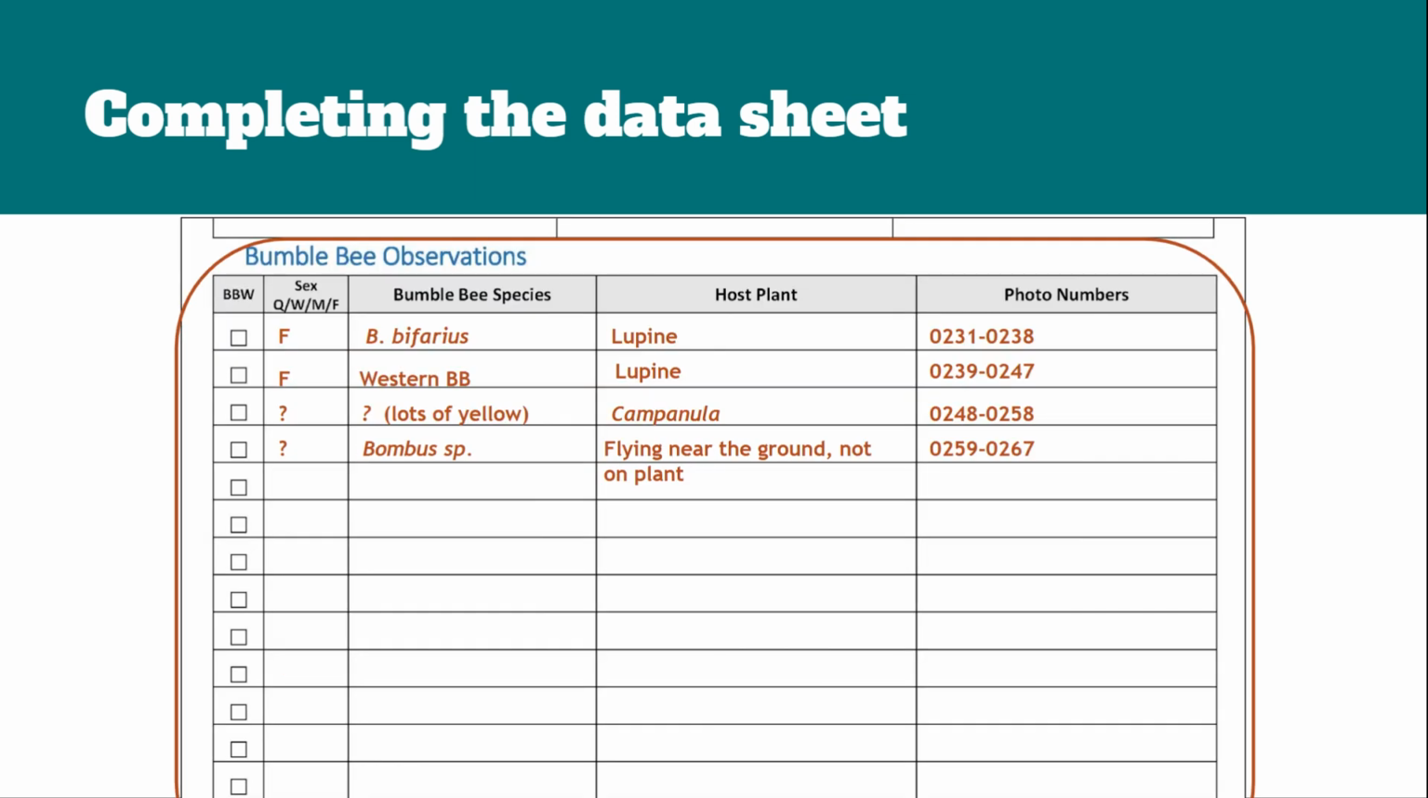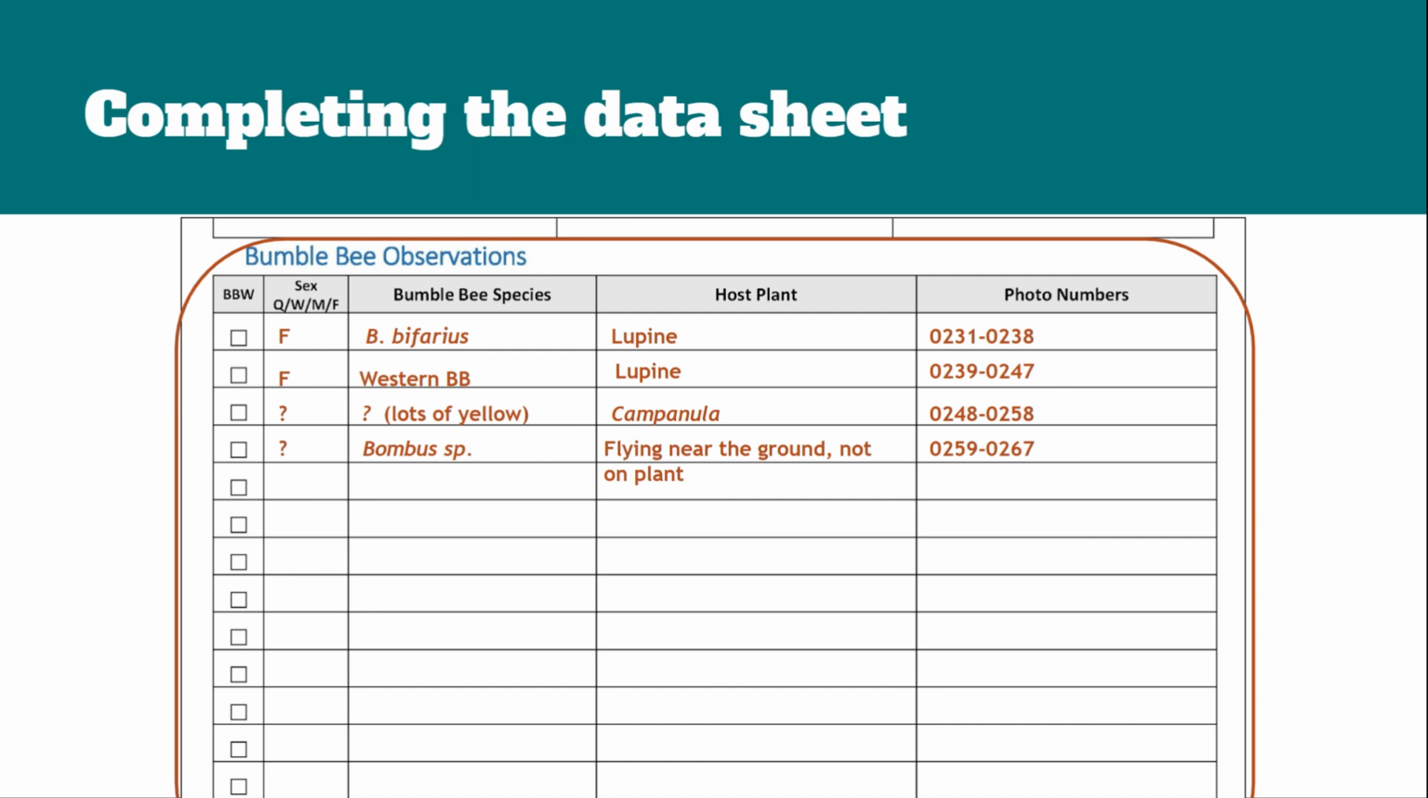Next, you'll record bumblebees captured. There are columns for sex, bumblebee species, host plant, and photo numbers. For sex, record queen, worker, male, or female. It's okay if you don't know the sex or bumblebee species. You can fill those out or just leave them blank.